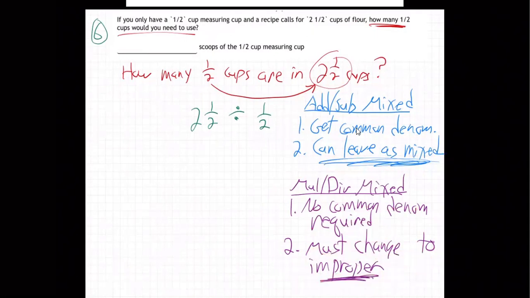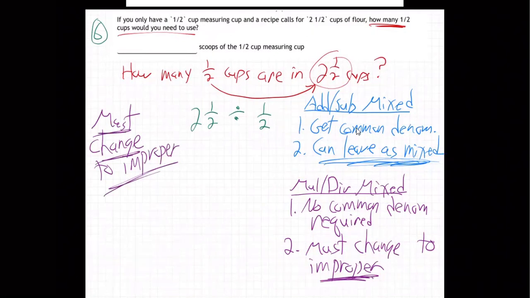So first step here, we must change to improper. So step number one, we must change to improper. So how do we do that? You multiply and add, right? So 2 times 2 is 4, add 1 is 5/2, divided by, and then the half just stays as it is. So is that good?